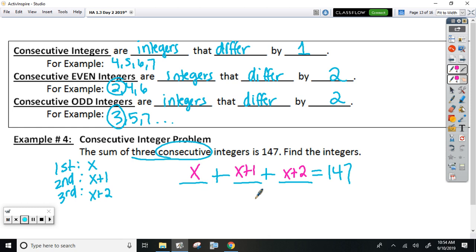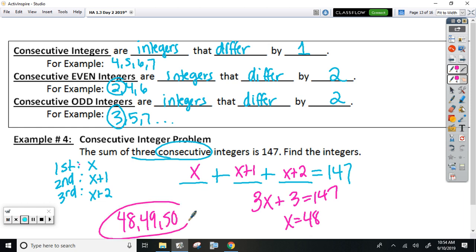Combine our like terms and solve. Since we're a little short on time, I'll just tell you the answer. We should get 48. Again, 48 is not your answer, that's your starting number. So you then need to plug it back in. So your answers are 48, 49, and 50. Okay, don't just stop at the answer and reread your question.